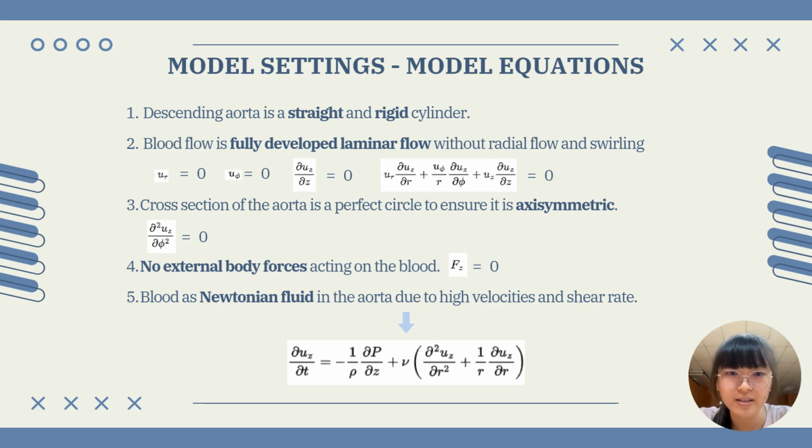My name is Toka Peng with matric number 22004663. Now I'm going to present the assumptions made to model the Navier-Stokes equation. First, the descending aorta is a straight and rigid cylinder. Second, blood flow is fully developed laminar flow without radial flow and swelling.